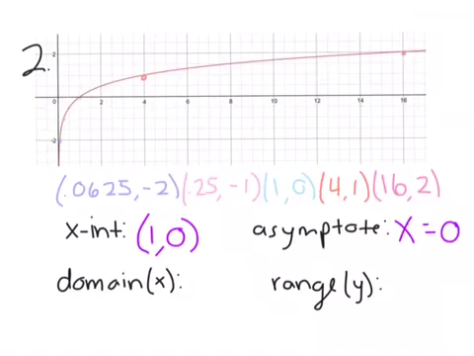I think. I hope so. I never remember. Alright, our domain is the x values that the line on the graph is going to reach at any point in time.